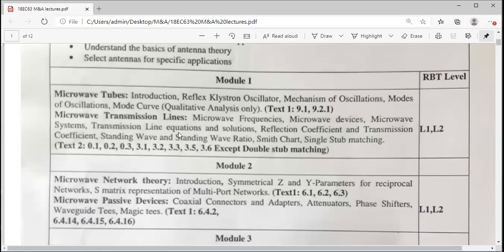Before going further into the derivation part, what a transmission line is, why you are using it, what its significance is, and how you are going to find the equation, everything is important for us. So let us start with the transmission line.